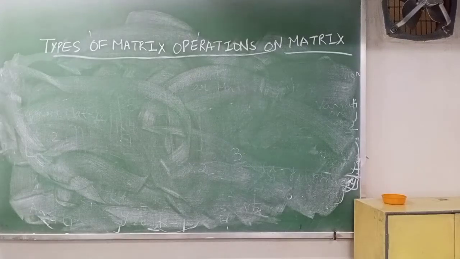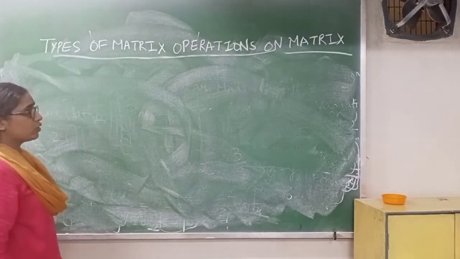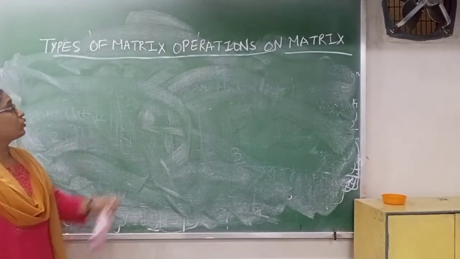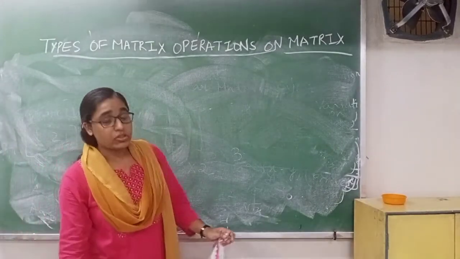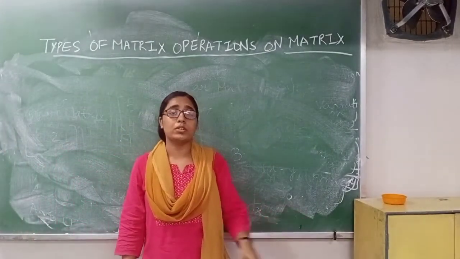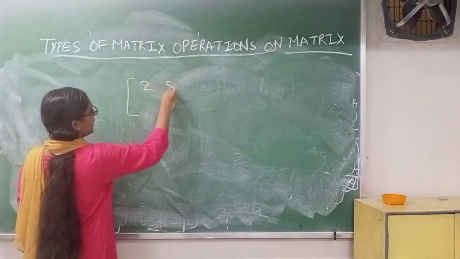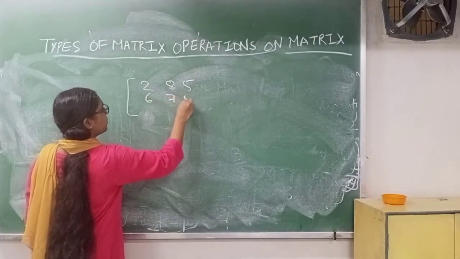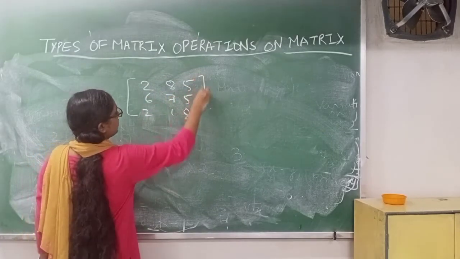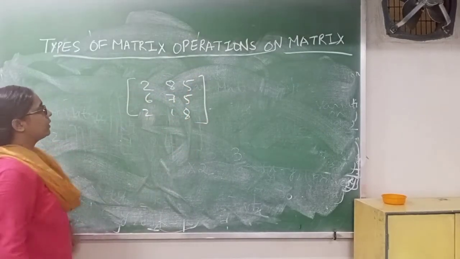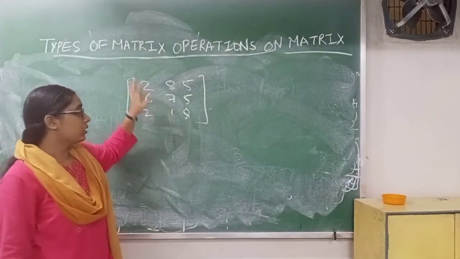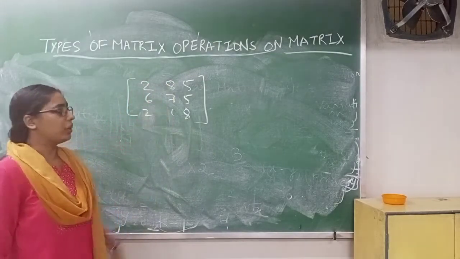Class, today I am going to start types of matrix and operations on matrix. Okay. So first of all, you have to know what is matrix. Matrix is nothing but the arrangement of numbers in rows and columns. Suppose that you have 2, 8, 5, 6, 7, 5, 2, 1, 8. So this is a matrix. See what we have done. We are just arranging the numbers according to rows and columns.